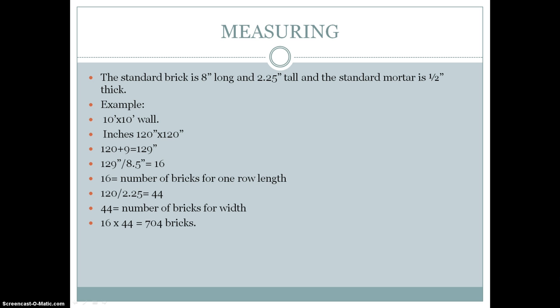Okay, now we have 120, and we're going to divide that by 2 3/4 actually. I forgot to add in the 1/2 inch when I was creating this page, but the answer is correct. It is 44. So then you have 44 bricks that you need for the width, and that gives you the length and the width, and then you multiply those together and you get 704 bricks, and that is how many bricks you need for your 10 by 10 wall.